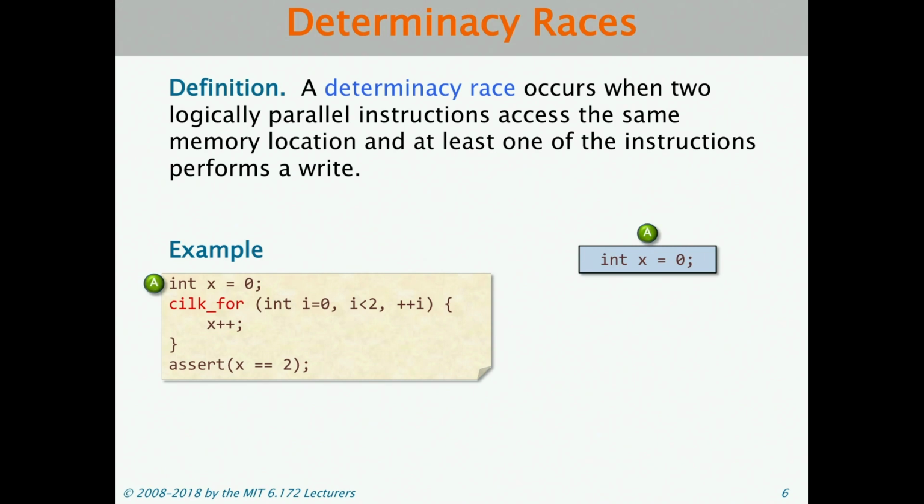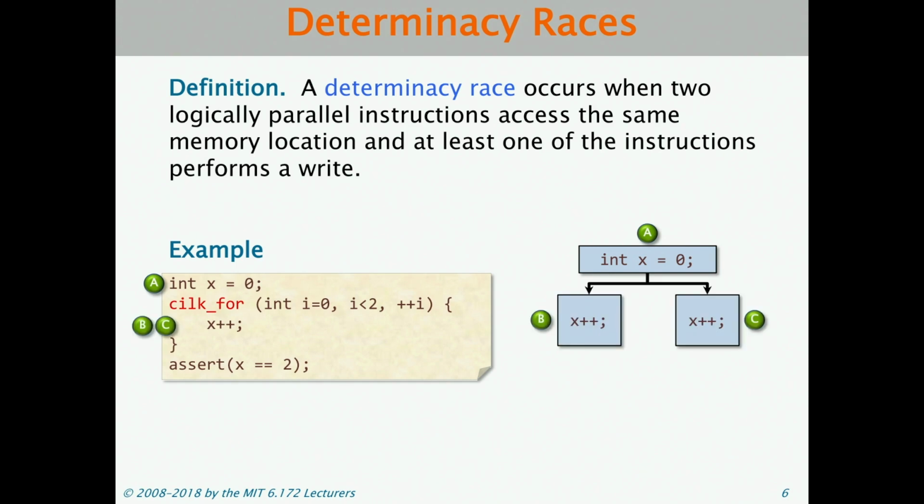I'm going to label each of these statements with a letter. The first statement, A, is just setting x equal to 0. And then after that, we're going to have 2 parallel paths, because we have 2 iterations of this Cilk for loop which can execute in parallel. Each of these paths is going to increment x by 1. And then finally, we're going to assert that x is equal to 2 at the end.